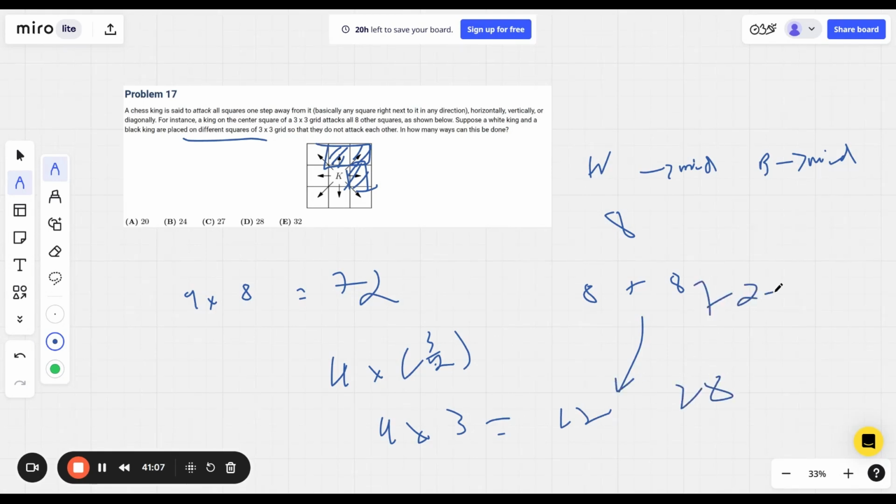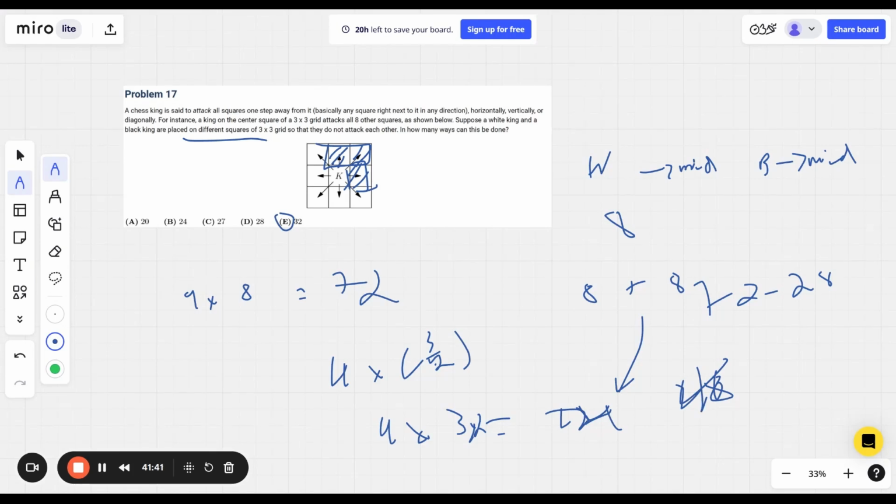72 minus 28 for the number of ways that they can be placed. Wait, is there something else? Oh wait, there's also a times 2. So no, it's 3 times 2, because they're distinguishable. So 4 times 3 times 2 is 24 actually. 16 plus 24 is 40. So 72 minus 40 is 32, which gives us E for problem 17.